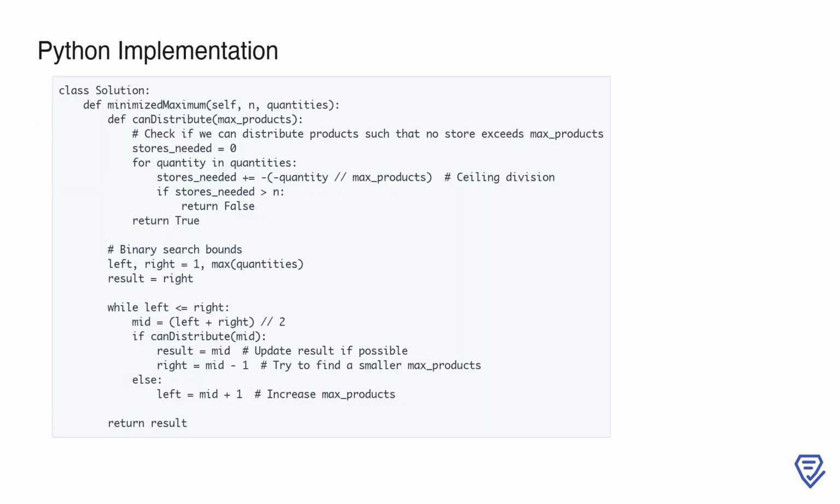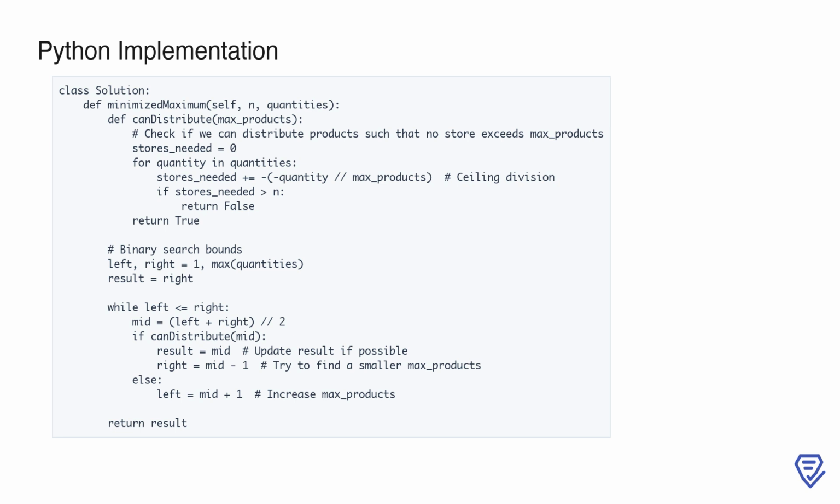This code solves the LeetCode problem number 2064, Minimized Maximum of Products Distributed to Any Store. The goal is to minimize the maximum number of products assigned to any single store while ensuring all products are distributed among n stores. The solution uses binary search on the possible values for the maximum products any store can receive. Here's a step-by-step explanation.